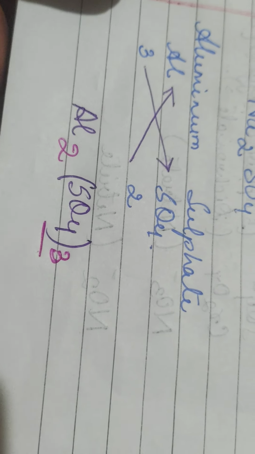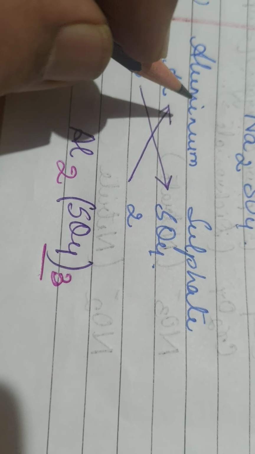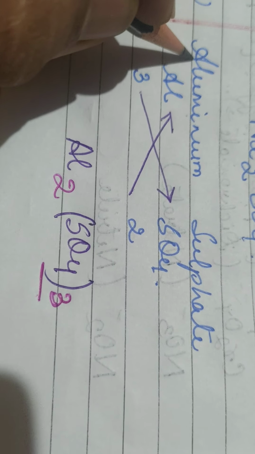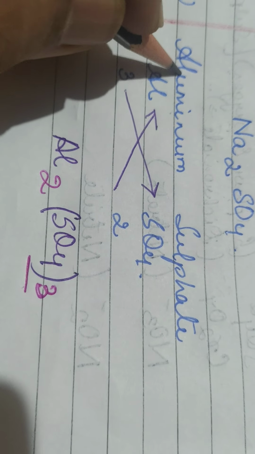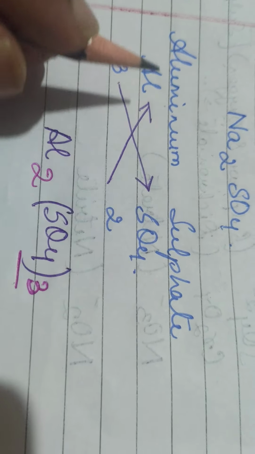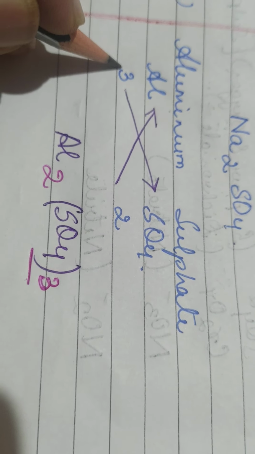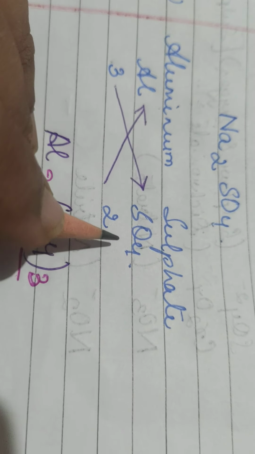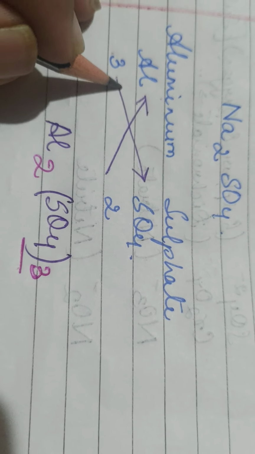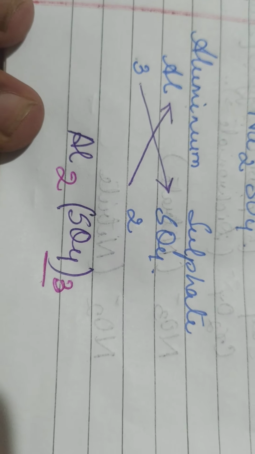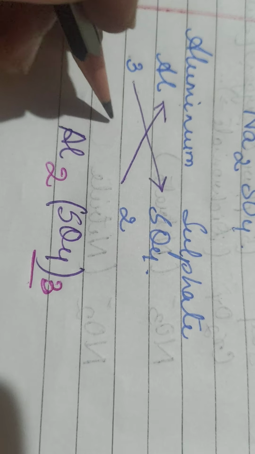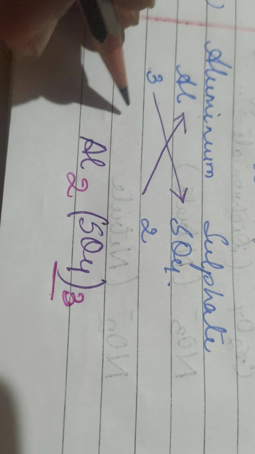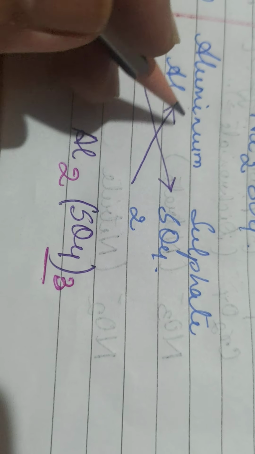The last one that I want to talk about in terms of writing chemical formula is aluminium sulfate. Aluminium has a valency 3 and sulfate has a valency 2. These two are also in the simplest form, so we do not have to simplify them further. Hence, we can directly cross multiply it.